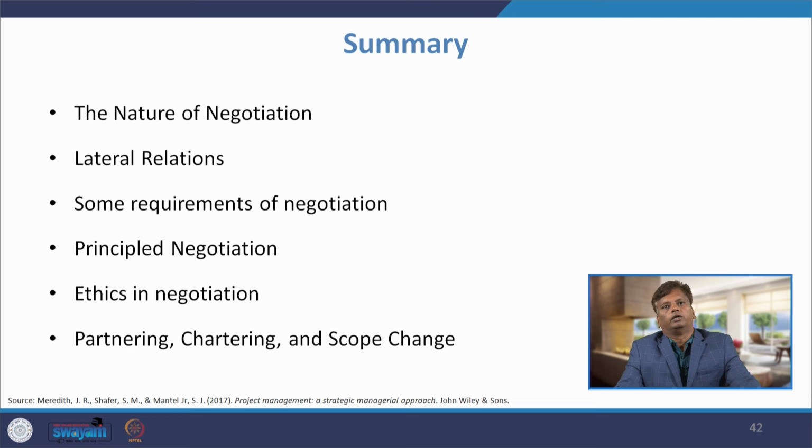So, in this lecture, we discussed the nature of negotiation. Then I talked about one way to resolve conflict, which is having a lateral relationship, that is, a horizontal relationship with all the members at the same authority level. Then we discussed some requirements for a negotiation. Then I discussed principled negotiation. Then I discussed ethics in negotiation. Then I discussed partnering, chartering, and scope change.